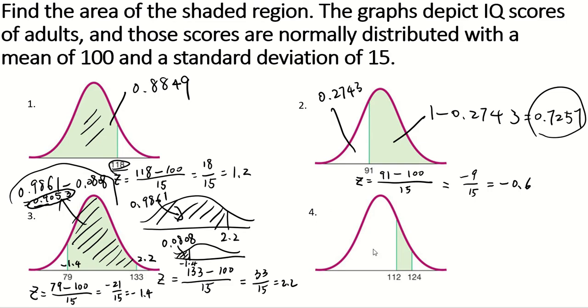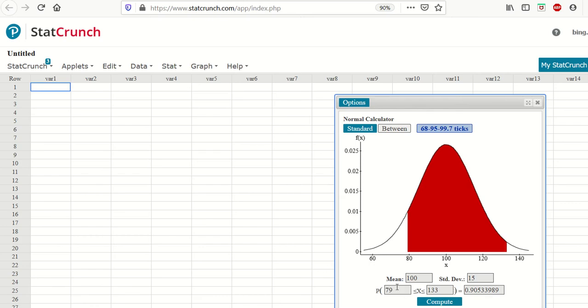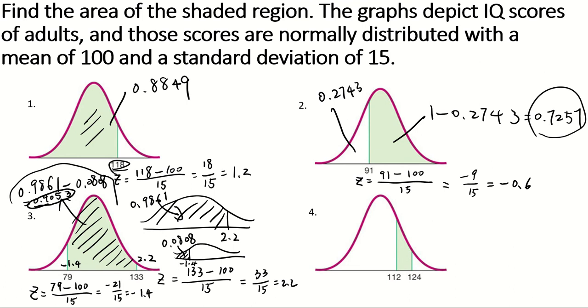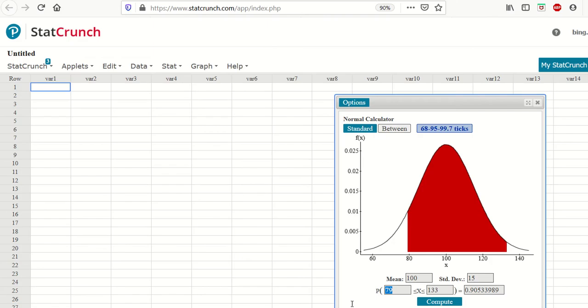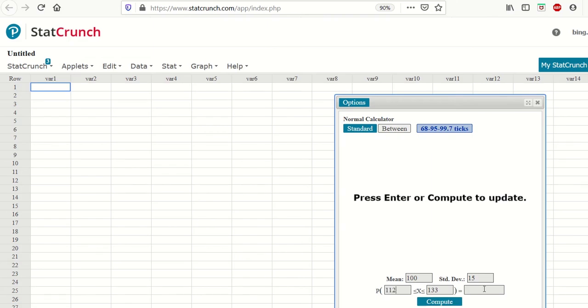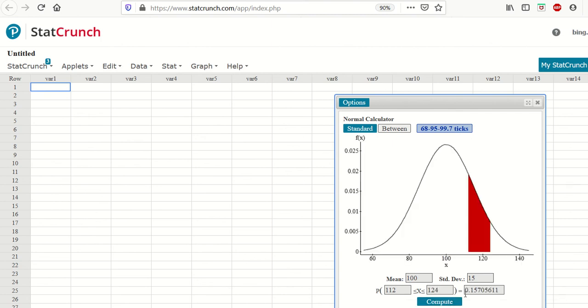Number 4 is pretty similar to number 3, so I will only do it with the StatCrunch. So you want to find the area under the curve between the value of 112 and 124. So what you can do is go to StatCrunch, and the two values are 112 and 124. So put 112 and 124 here, and compute. Here gives you the area, which is 0.1571.